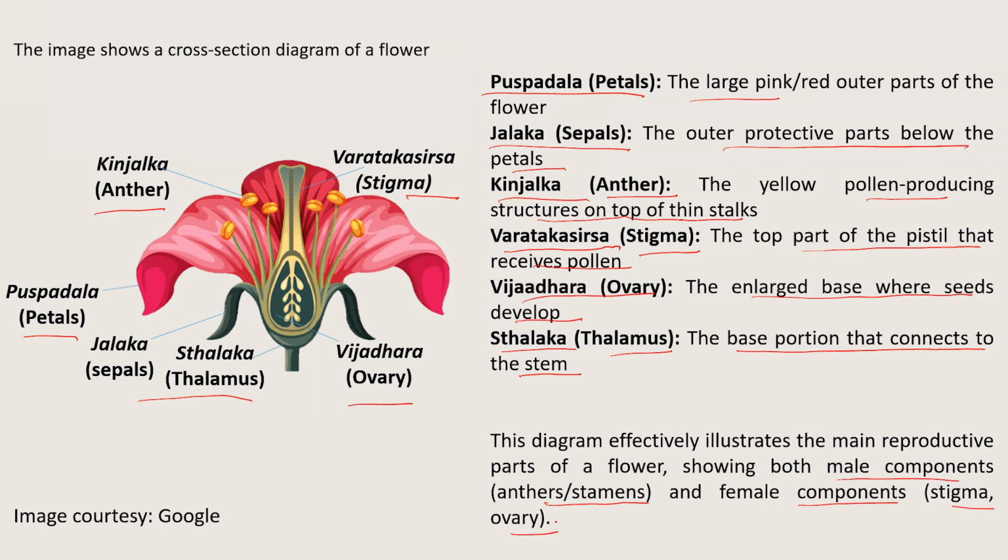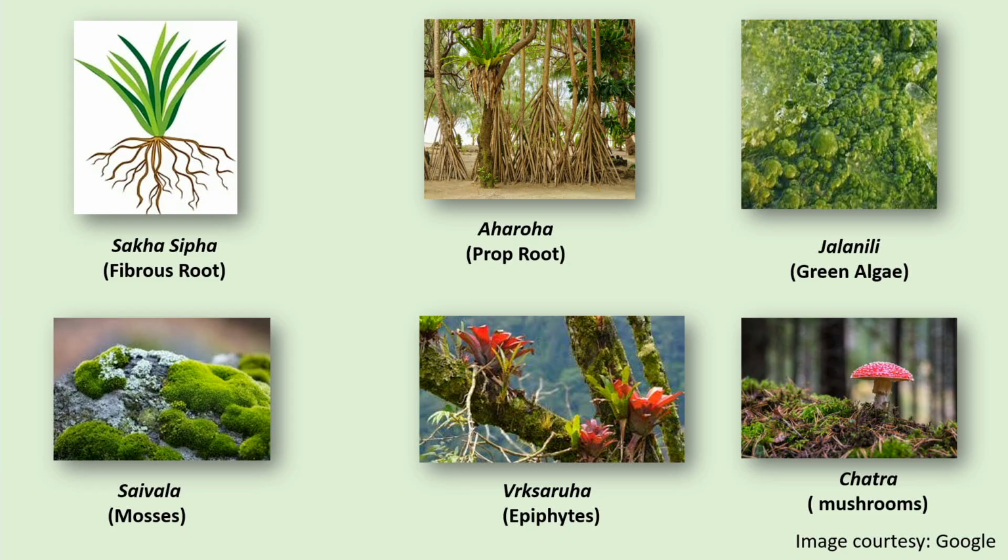stigma and ovary. Now, there are different kinds of plant roots shown on the slide, like shakha sipha, fibrous root, and the picture is here. Second is aharoha, prop root, this kind of roots. Jalanili, green algae. Saival, mosses. Vriksharuha, epiphytes and chhatra, mushrooms.